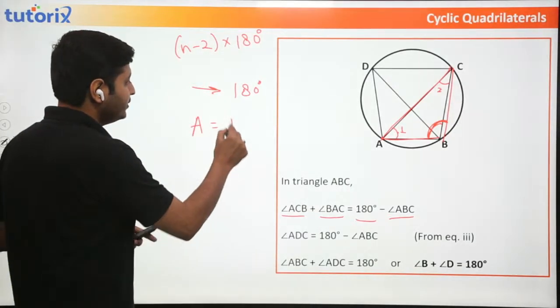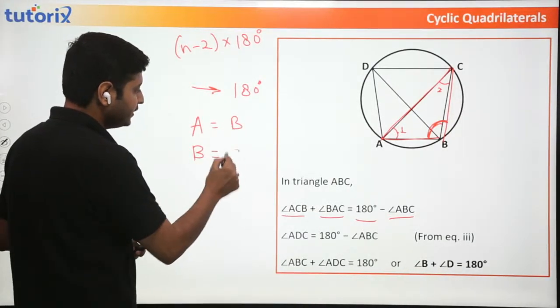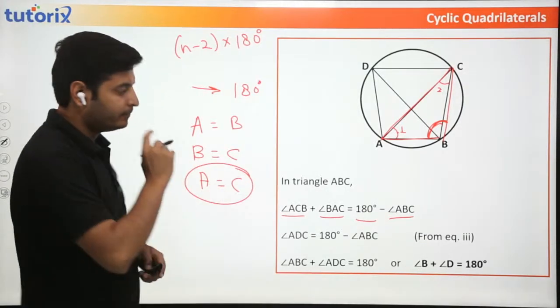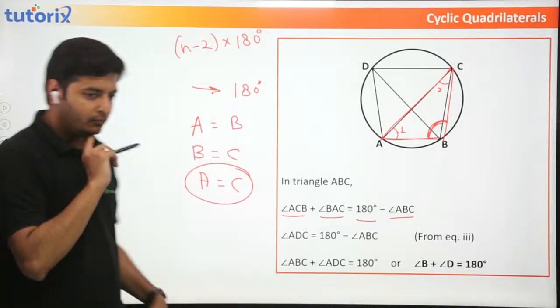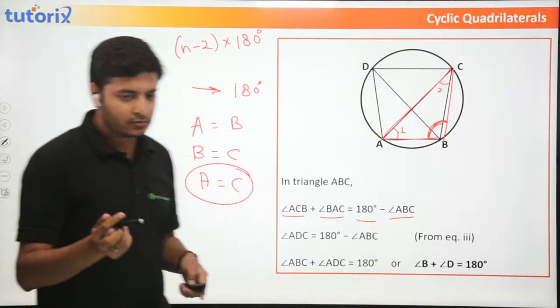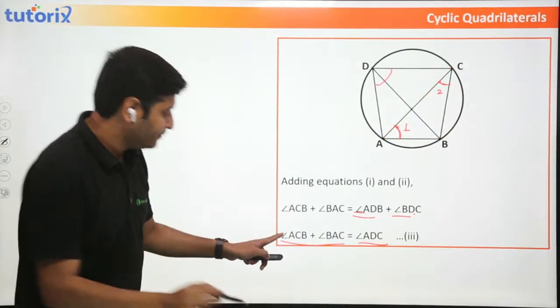A is equal to B and B is equal to C. Can I say A is also equal to C? If A is equal to B, B is equal to C, A is also equal to C.